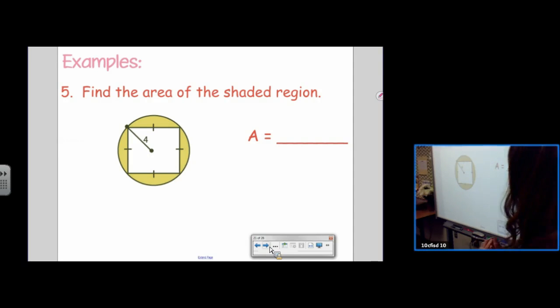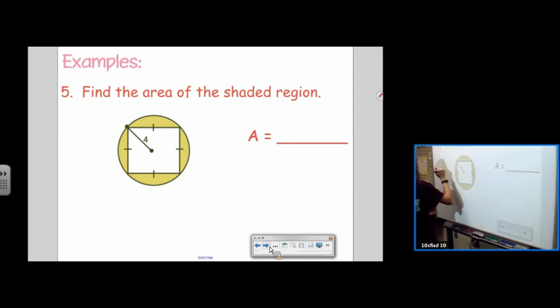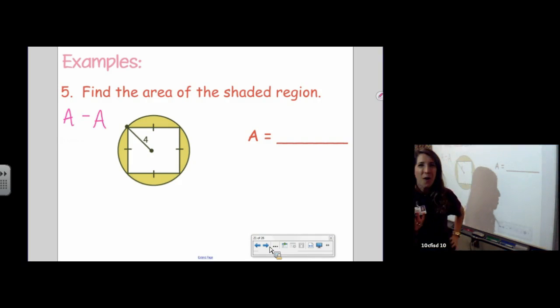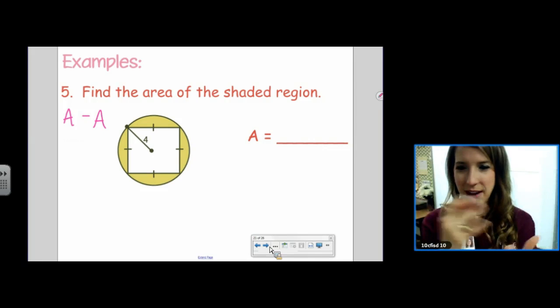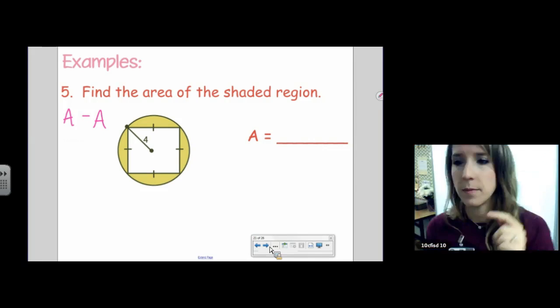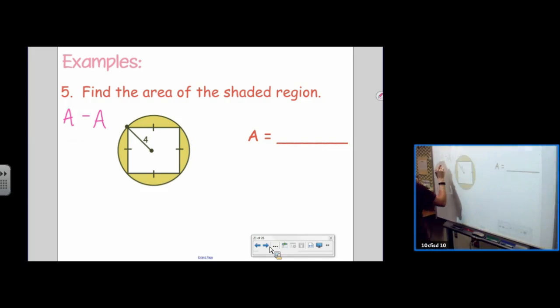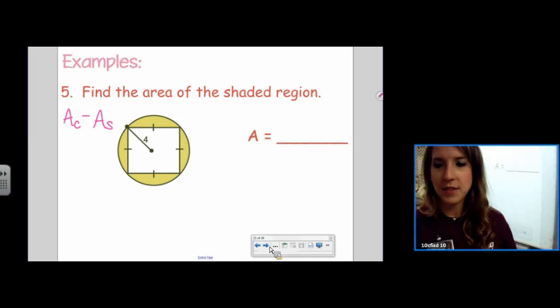Find the area of the shaded region. We need a strategy first so we know where to start. We're going to do area of something minus area of something. You always, of course, do the area of the larger shape minus the area of the smaller shape. All right, so we want to do the area of the circle minus the area of the square. Area of the circle. Throw it at me. That one's easy. Area of the circle.